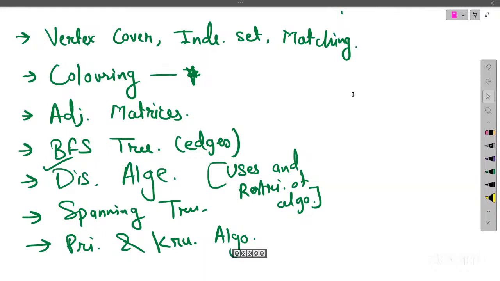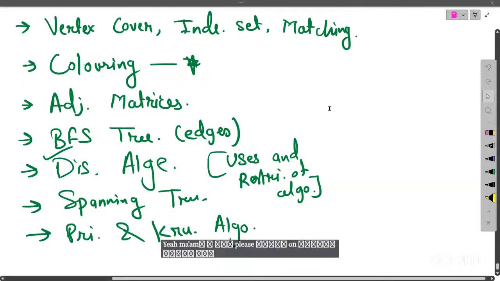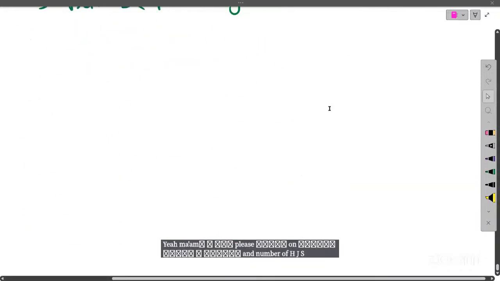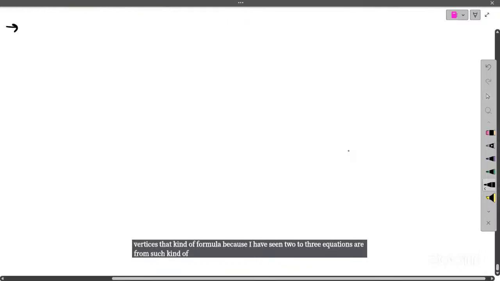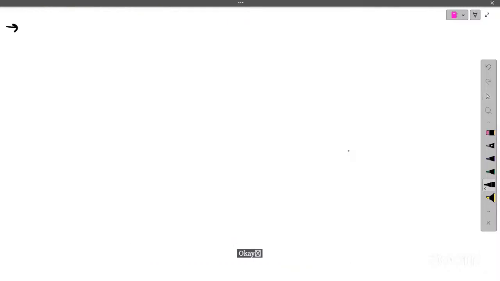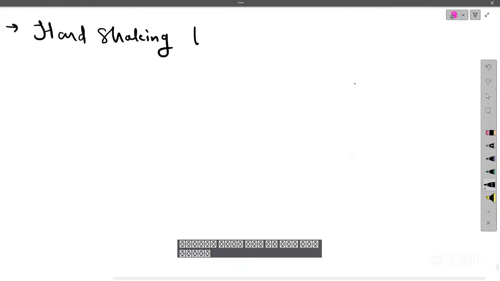Excuse me, ma'am. Yes, sir. Could you please comment on the relation between the sum of degrees, the number of edges and the number of vertices, that kind of formula? Because I have seen 2 to 3 questions from such formulas. Yes, ma'am, in the mock test also they gave something like M is even degree and N is odd degree, find the number of edges. All those questions are actually related to the handshaking lemma.